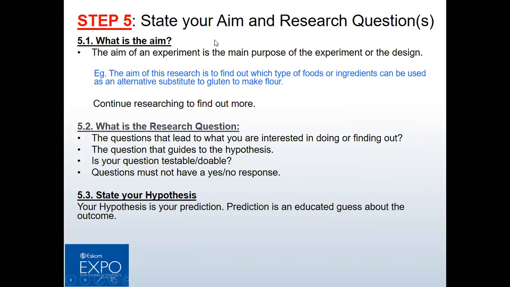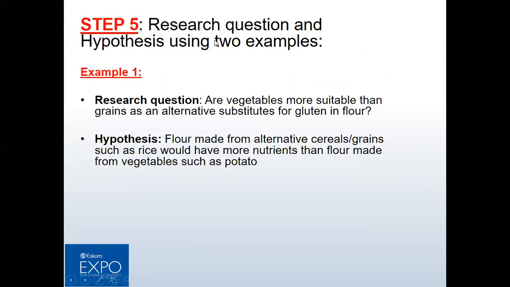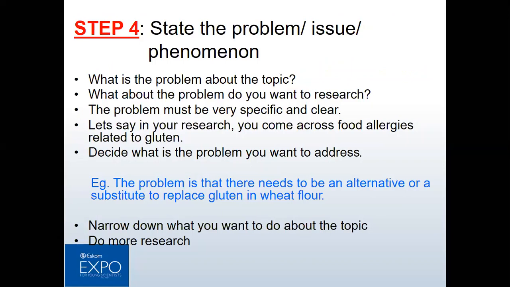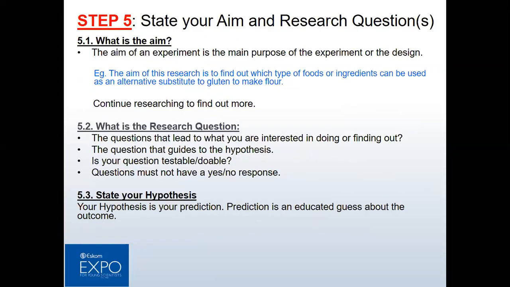This would lead me further to coming up with a specific aim. And the problem being that I need to find an alternative substitute to replace gluten in wheat flour, right? That's a particular problem I've decided to focus on. So the aim of my research, basically the aim is the main purpose. What is the broad aim? What do you want to achieve in this research?